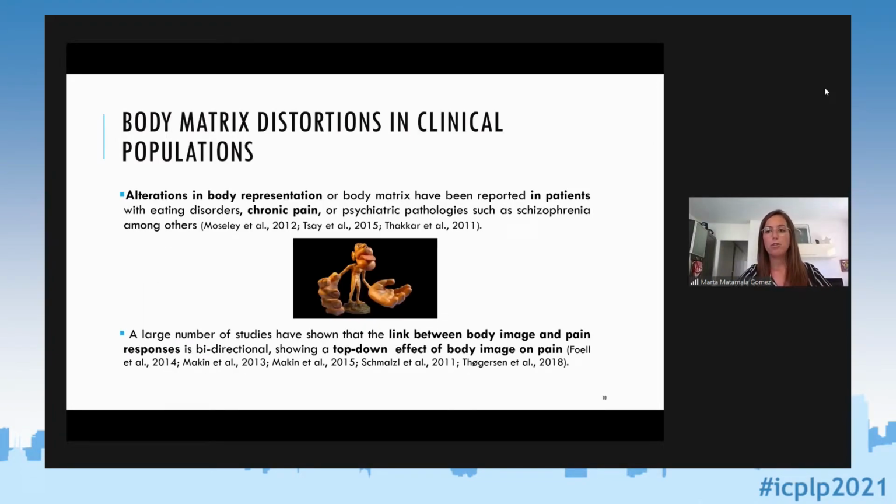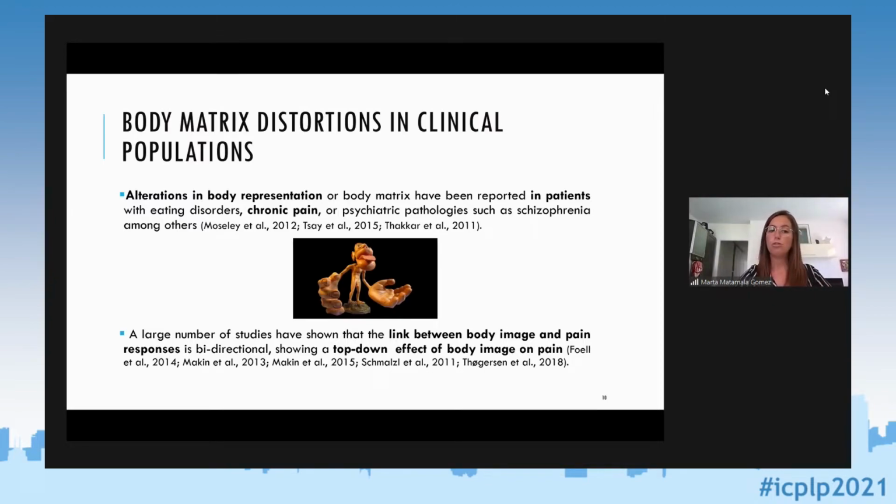So according to this statement, it has been shown that some patients presenting clinical conditions such as chronic pain, but also patients with anorexia nervosa, psychiatric pathologies, and neurological disorders experience some alterations in the body representation and also in the body matrix. So an injury in our nervous system can induce these alterations in body representations.